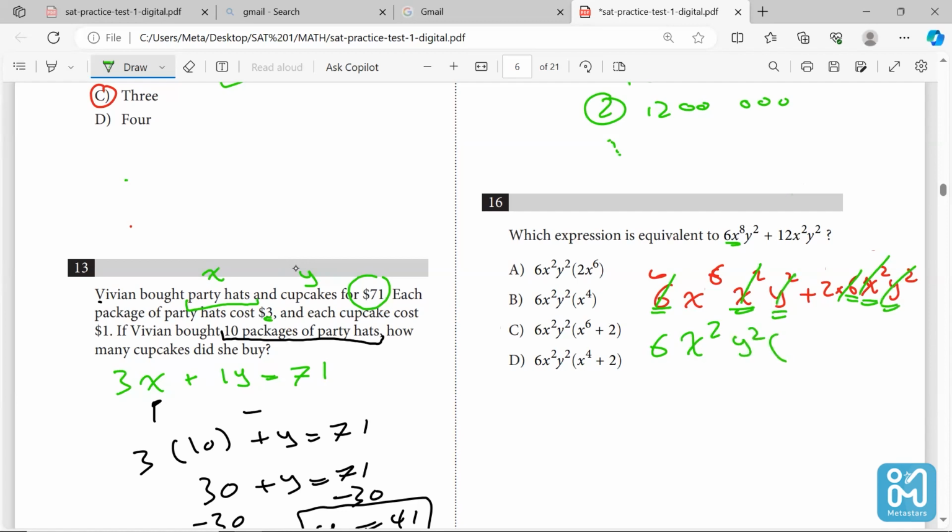Open bracket. What do you have left in the first term? Look, we cancel everything except this one. So I have x to the power of 6 plus 2, and that's it. So my answer is gonna be C.